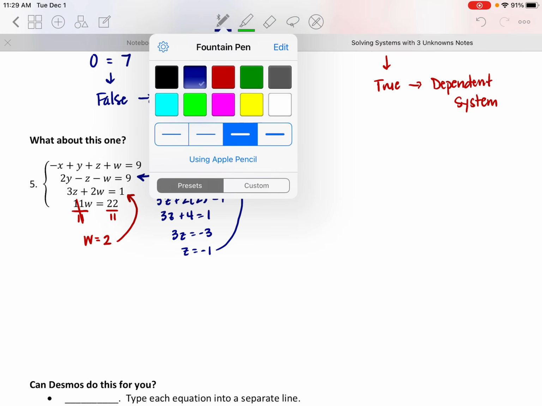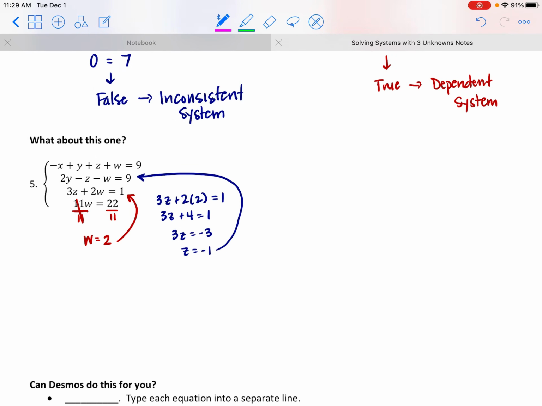Now I can take the w and the z and plug into the third equation here. So let's see, 2y minus z, which is negative 1, minus w, which is 2, has to equal 9. So 2y plus 1 minus 2, that's 2y minus 1.